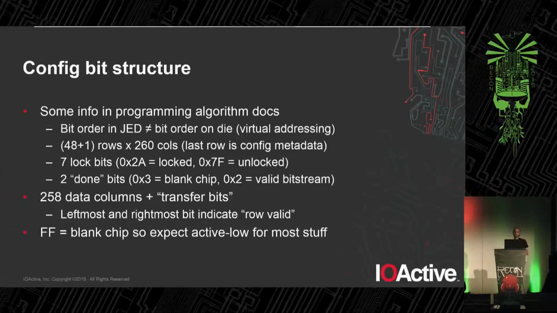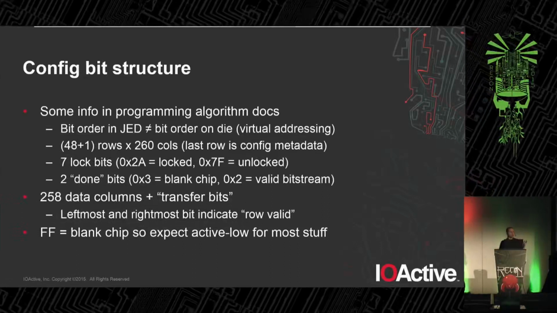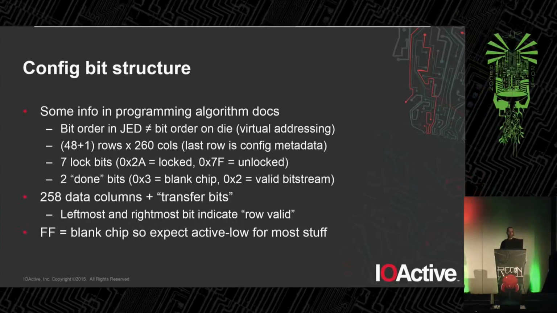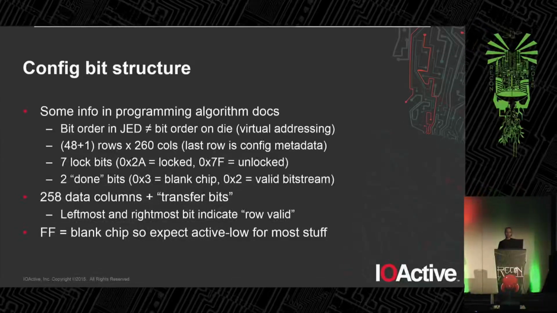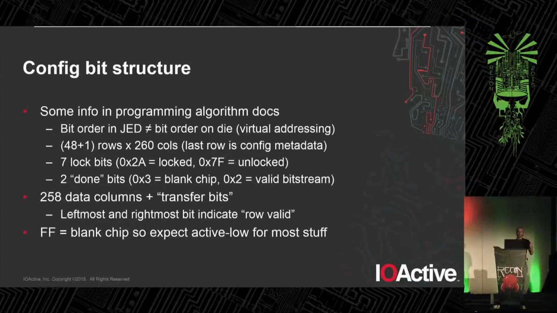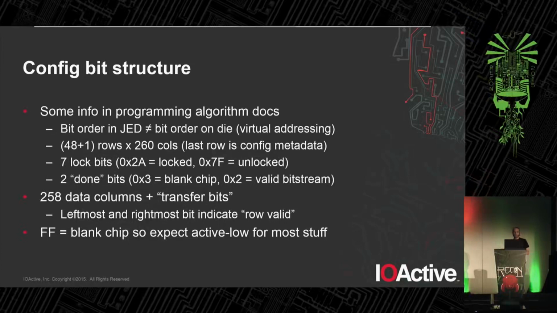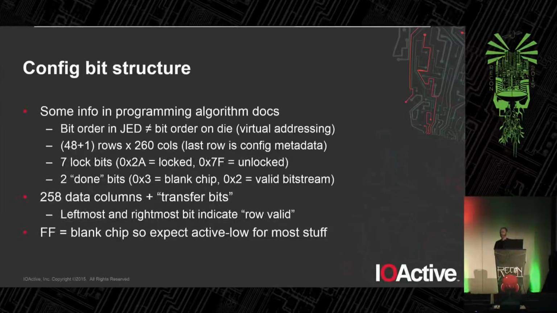But it stores 7 lock bits, some of which are always 1. I'm not entirely sure what purpose they serve. The remainder are 1 for an unlocked device and 0 for a locked device. Then there's 2 done bits, which indicate, okay, this bit stream is valid. We have a legal firmware image. The chip has been fully flashed. And it turns out also only 258 of the 260 columns are usable.